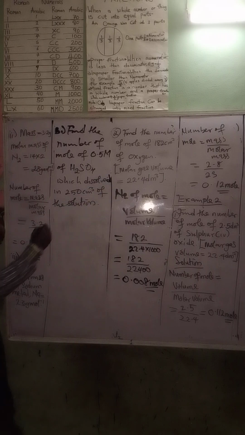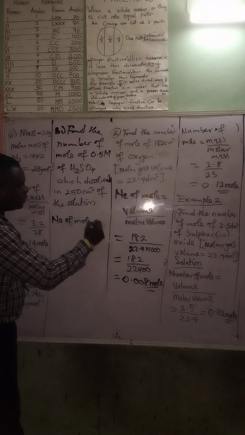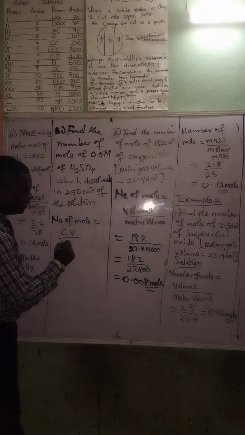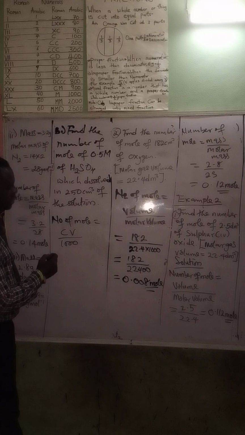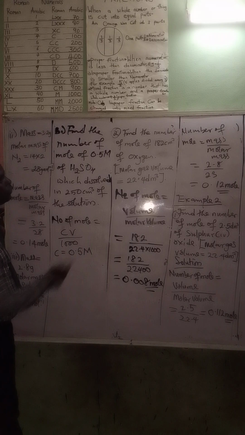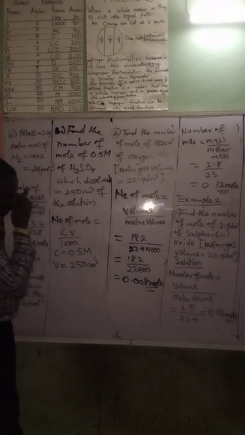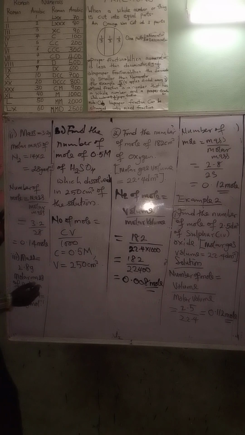Now, our formula here is number of mole is equal to CV over 1000. Then what is our C? C is any number that carries molar in front or mole per dm3. Our V is volume and any number that carries cm3 or dm3. But here it is cm3, 250 cm3.